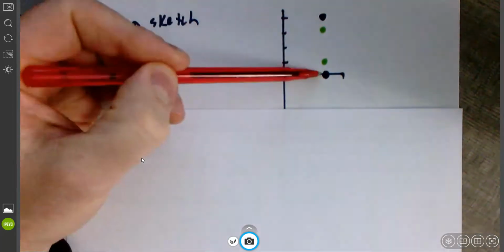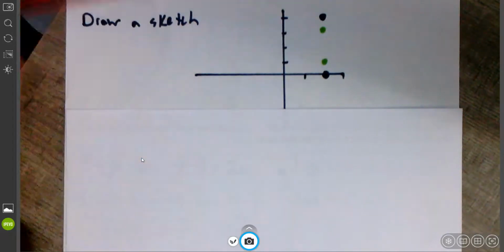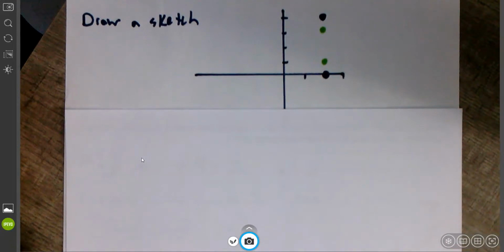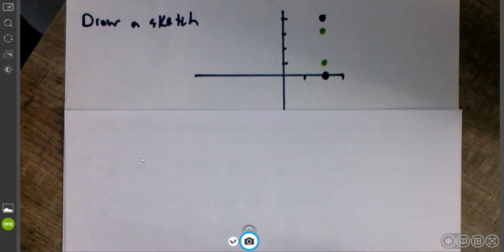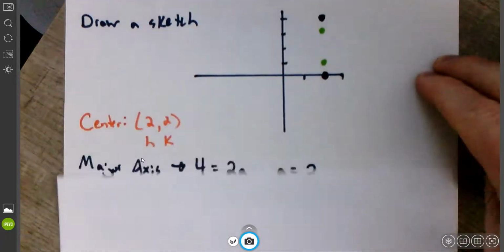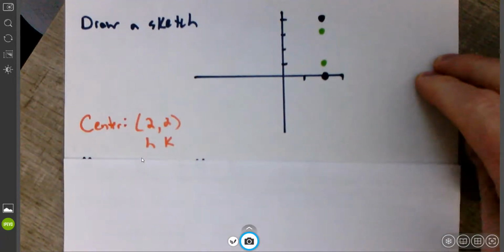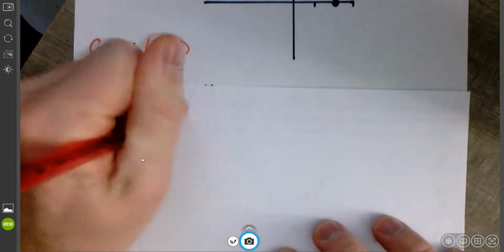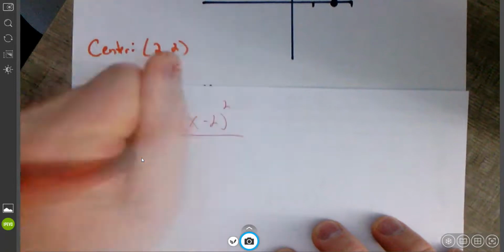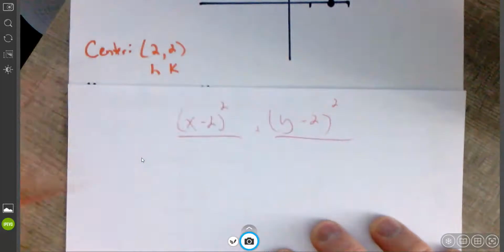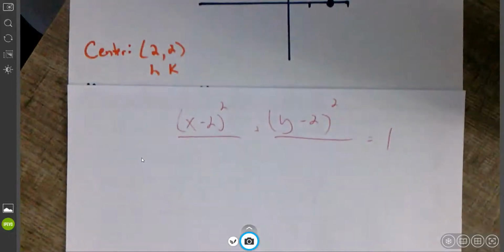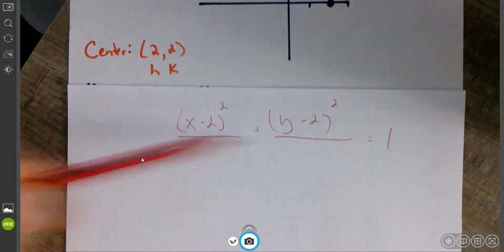That's always going to be halfway between these and halfway between these, if we want. But either way, 2, 2, that's going to be the center of our ellipse, h and k. So I can start to fill in things that I know. So 2, 2, h, k. Me personally, I didn't do this on the notes, but I should have. It's going to be x minus 2 squared over something plus y minus 2 squared over something equals 1. And now we need to figure out what these somethings are.